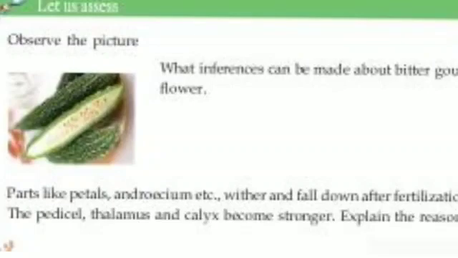Now the next one: we said in the withering of petals that the petals wither and fall down after fertilization, and the pedicel, thalamus and calyx become strong. For what reason is it? Because they support the seeds. After fertilization, the ovary becomes fruits and ovules become seeds. So to protect the seeds, the pedicel, thalamus, calyx and all are becoming strong. For their protection, they are becoming strong.